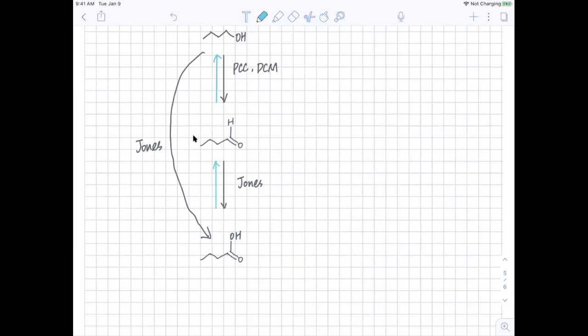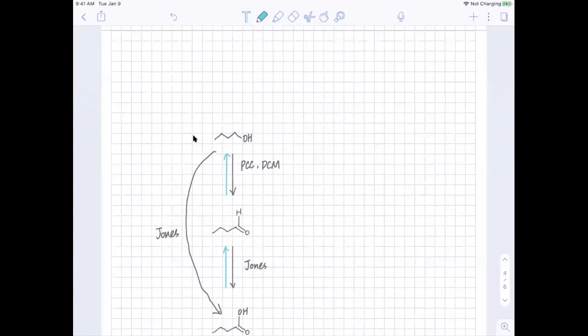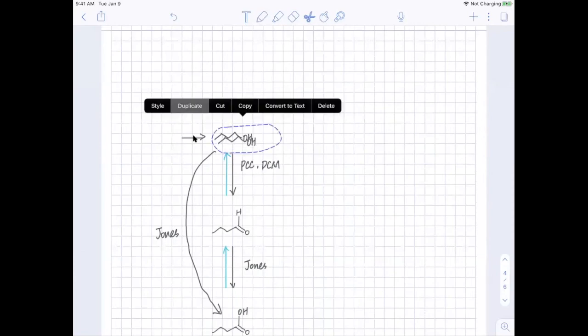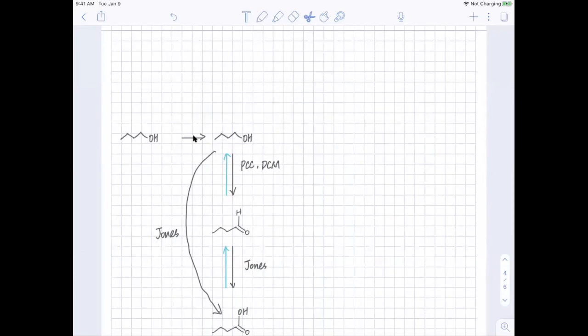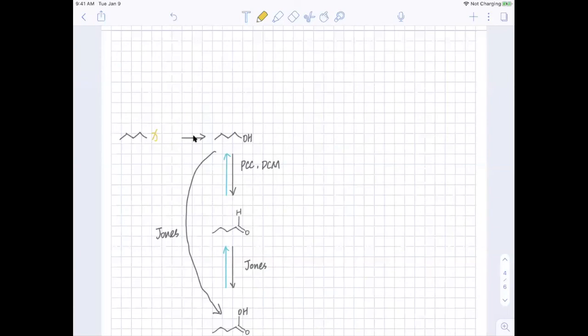I'll leave this blank for now. I hope you can find the things. So what did we learn in chapter 7? Alcohol can also be made. One of the ways to make alcohol is from a haloalkane, which we just did some practice on, right? So here this is going to be an X. I'm going to use maybe yellow. So this is going to be an X.